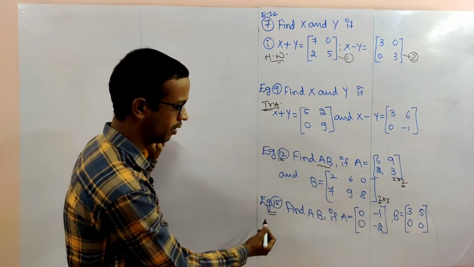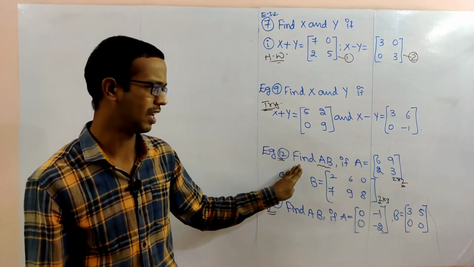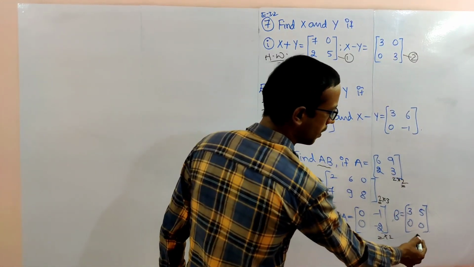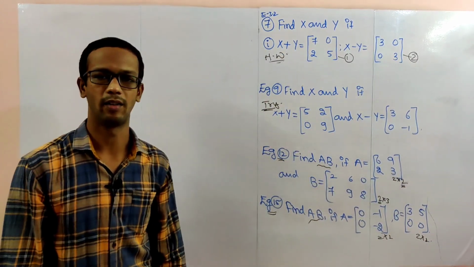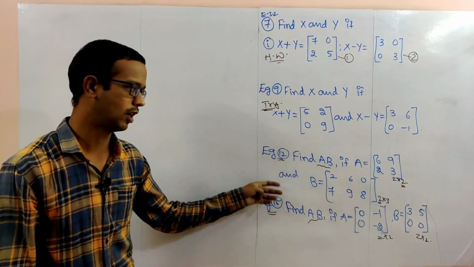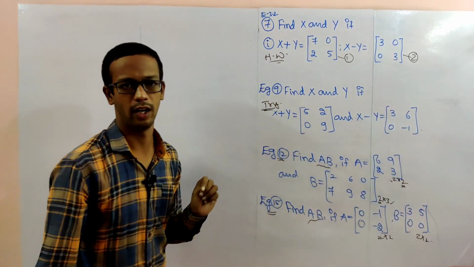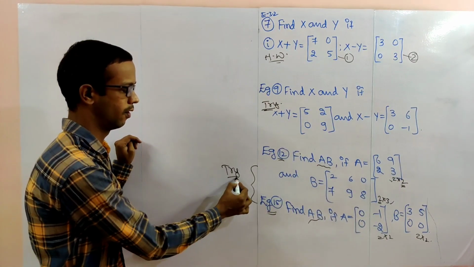Next, example 15. Find AB. In a similar way, AB we have to find. 2 by 2 matrix is there, 2 by 2 matrix is there. So the result also will be a 2 by 2 matrix. So try these two problems yourself.